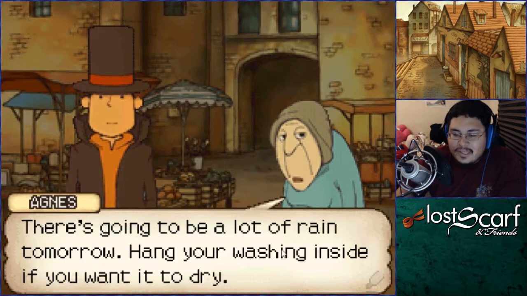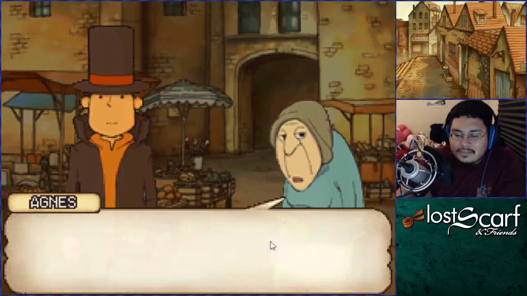There's going to be a lot of rain tomorrow. Hang your washing inside if you want it to keep it dry. Okay. Good.